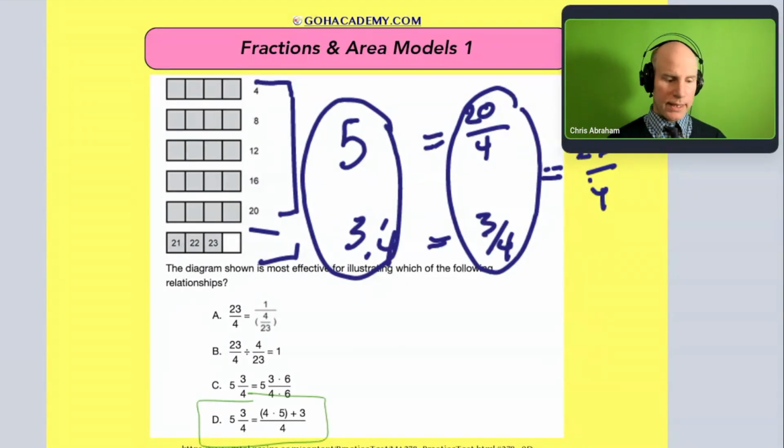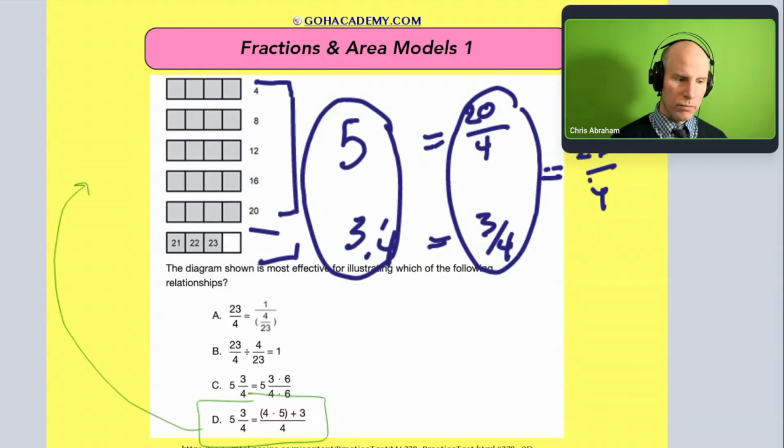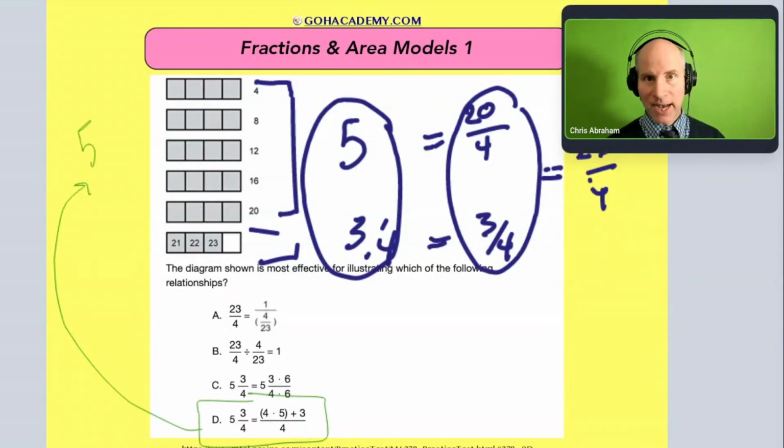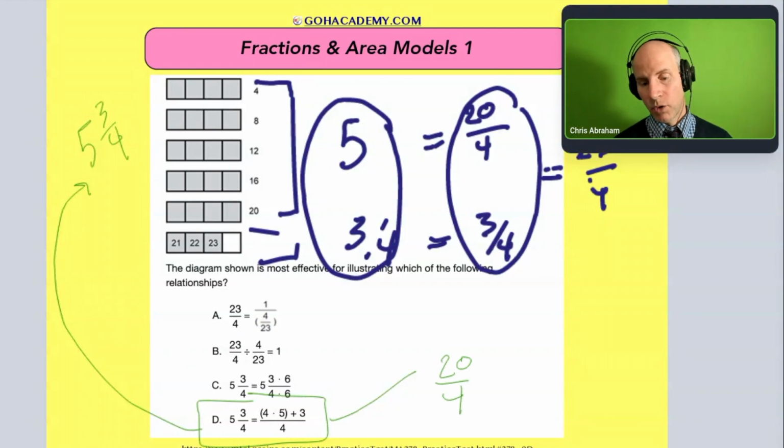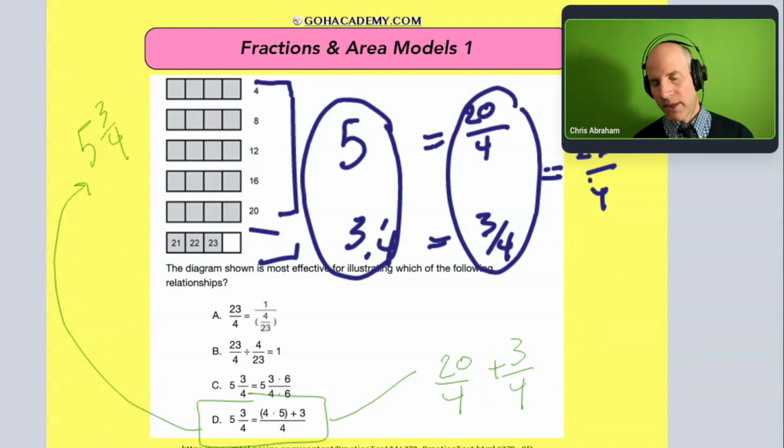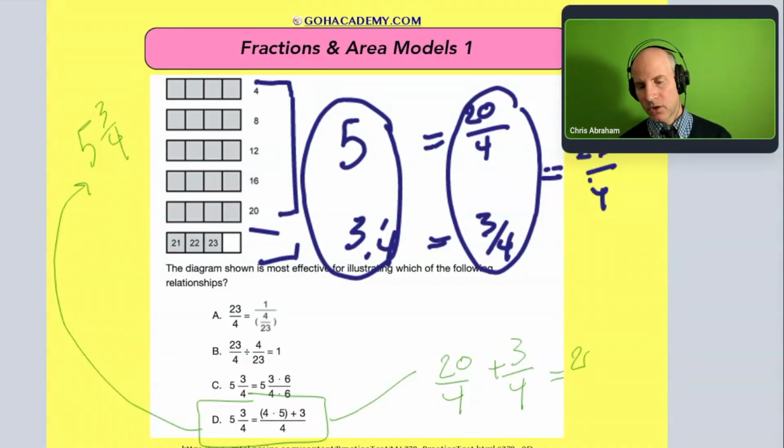Would you agree that this diagram is representing 5 3/4? There's that part that's there. We've already talked about it, right? And it's also representing, on the flip side, another way of expressing this diagram we could think of as 20/4 plus 3/4, right? Another way of thinking of that is literally 20 plus 3 over 4.